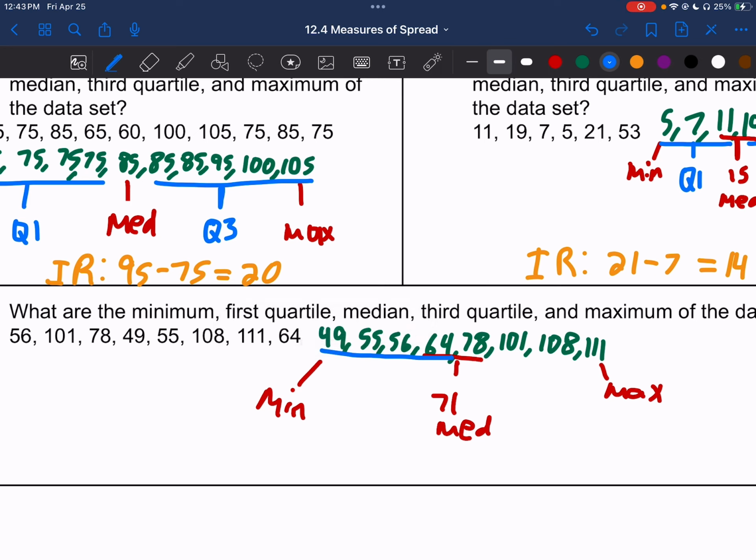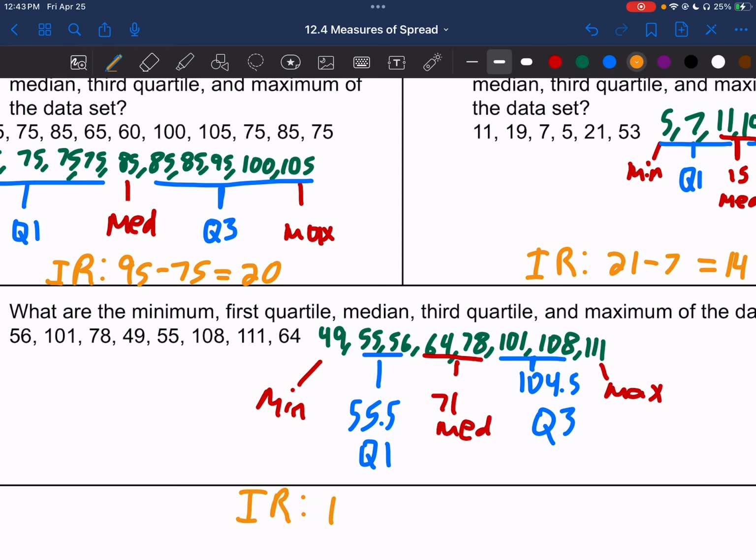We have an even number again, so I need to find the median, or the mean, of 55 and 56. So we have 55.5, which is quartile 1. On the right side, we have 4 values to the right of the median. So we again need to do 101 plus 108 and then divide it by 2, you get 104.5, which is our Q3. And then interquartile range is 104.5 minus 55.5, which is 49.